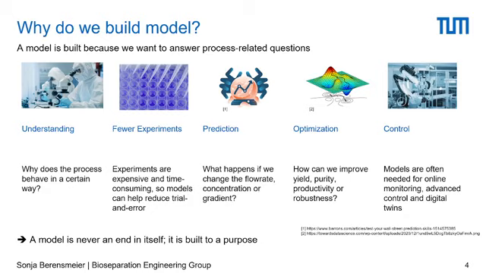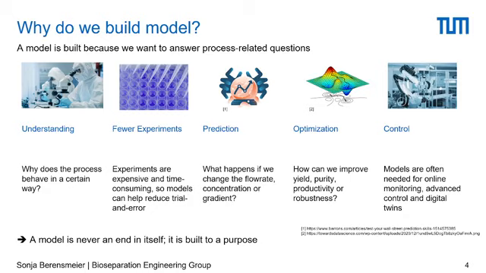These questions could be different. They could be understanding, so we want to better understand the process. Why does a process behave in a certain way? Why is thing X happening at time point Y? A second big point that is always a big point in industry especially is that we want to perform fewer experiments. We want to have a model that is taking the load of experiments from our shoulders. Experiments are expensive, they are time consuming, so having a good model can help us reduce trial and error. So we have to do fewer experiments. A model maybe even allows us to do more digital experiments in a shorter time for a lower cost.